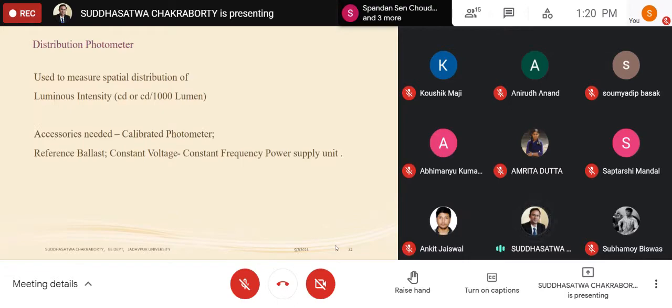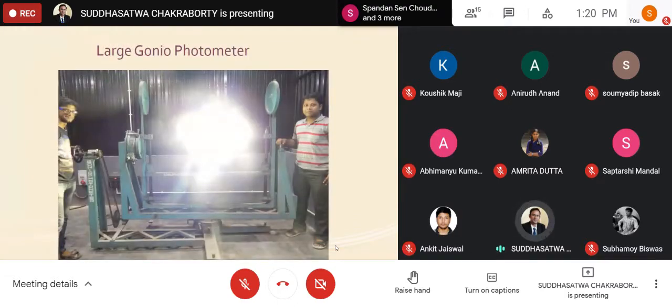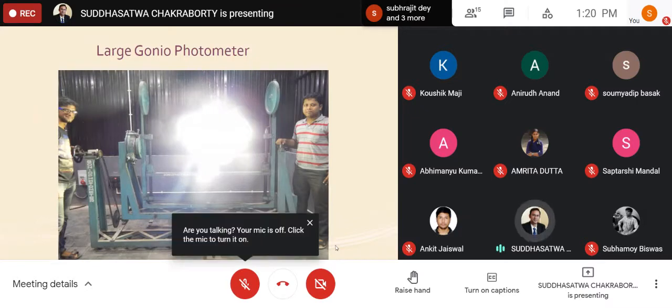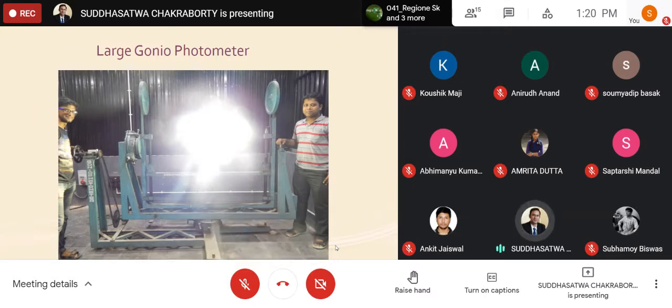Today we will see how that instrument actually works. This is a B beta type of instrument, housed in our laboratory. This is a very old one and mostly manual in nature. This type of goniometer we call a type B goniometer. If you can recall our previous lecture, I mentioned that type B goniometers are used to measure the luminous intensity of floodlight luminaires, and type C goniometers are used for measurement of all indoor and street lighting luminaires.